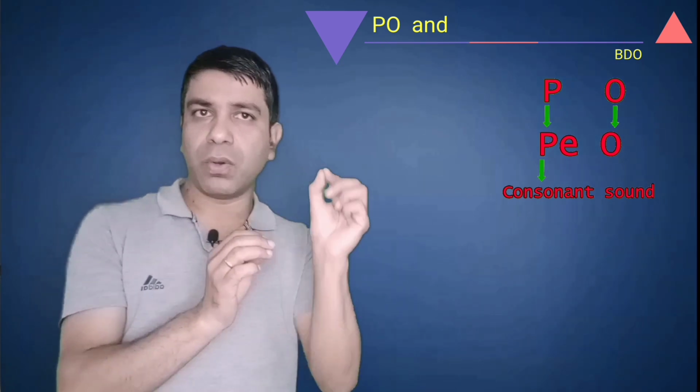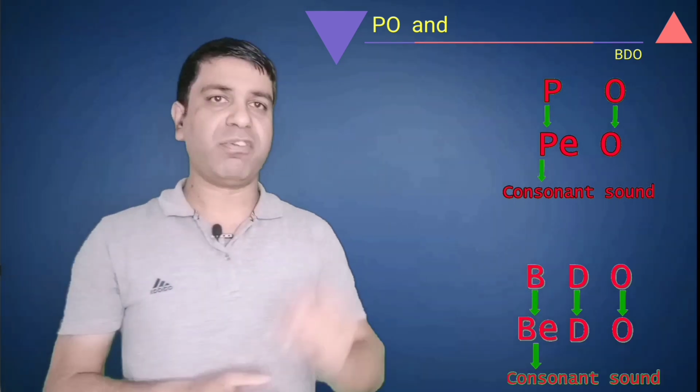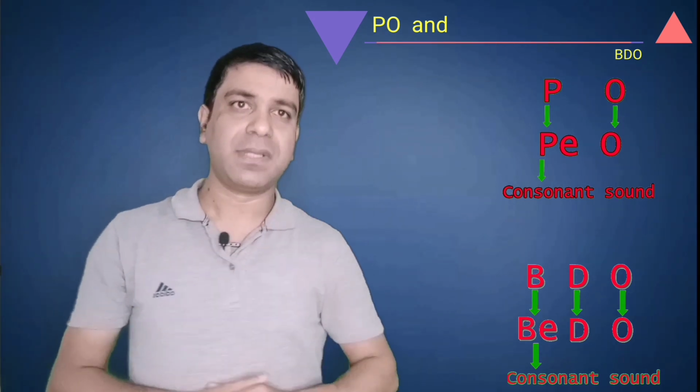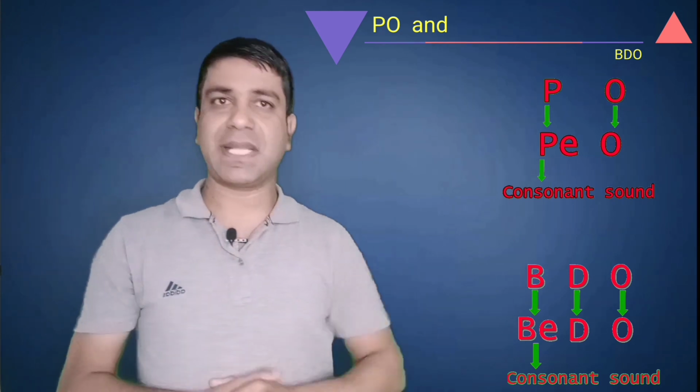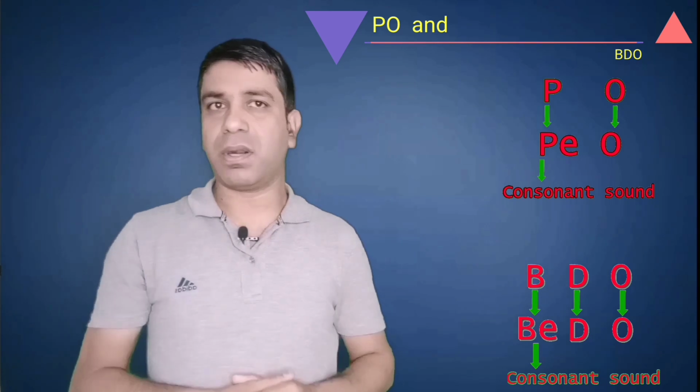Then what about PO and BDO? The P of PO is pronounced as "pee" and B of BDO is pronounced as "bee". Both the sounds fall under the consonant category, so it is right to say a PO or a BDO. Follow the same process when you have to supply articles, especially with acronyms. Always go after the sound, not the alphabets.